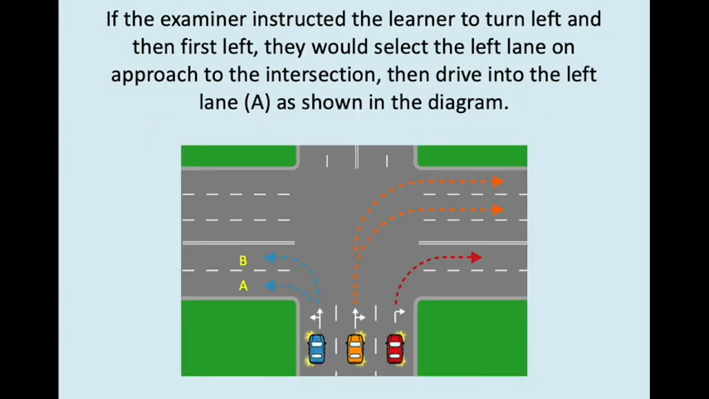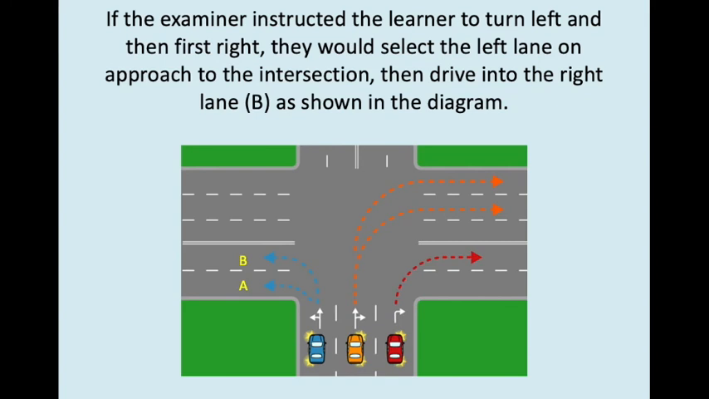If the examiner instructed the learner to turn left and then first left, they would select the left lane on the approach, so we're looking at the blue car down the bottom, approach to the intersection, then move into the left lane, lane A, as shown in the diagram. Okay, this example, if the examiner instructed the learner to turn left and then first right, they would select the left lane on the approach to the intersection, then drive straight into the right lane as shown in the diagram.